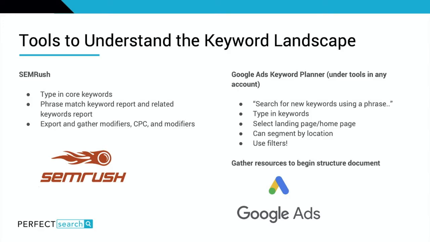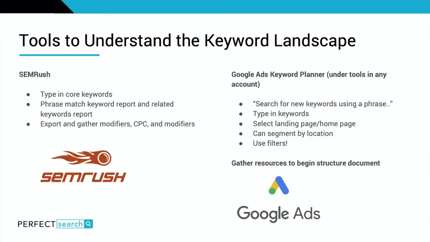Next, we'll take a look at the tools that we use during the PPC research phase. There are several different tools we can use to better understand the keyword landscape. The main two that we call out here are SEMRush and Google Ads Keyword Planner. SEMRush is great for discovering other related keywords, as well as things like CPCs and general competition.